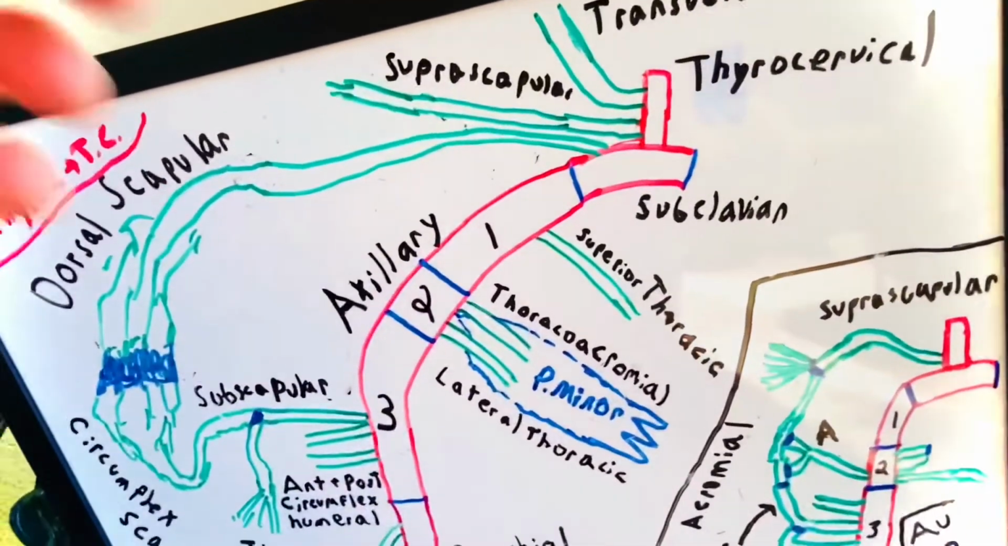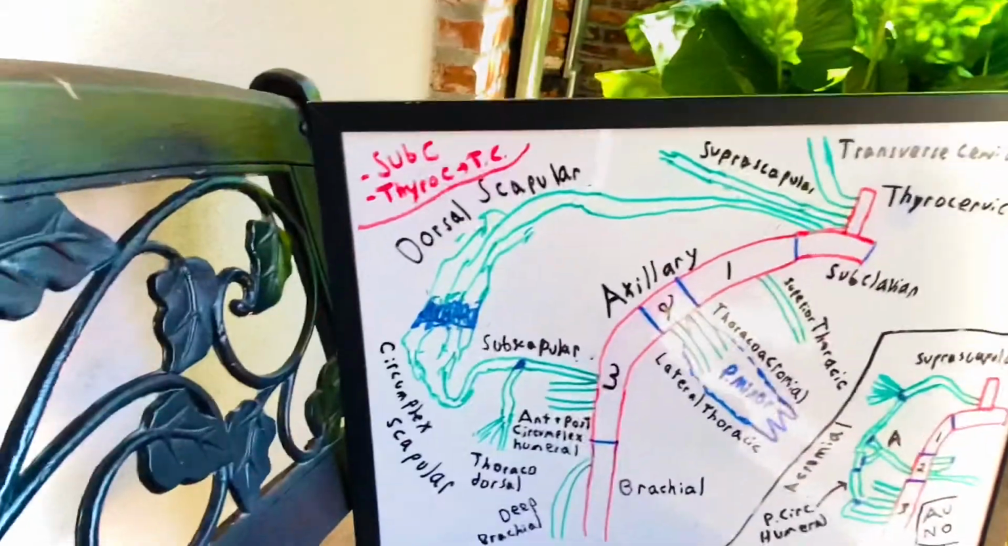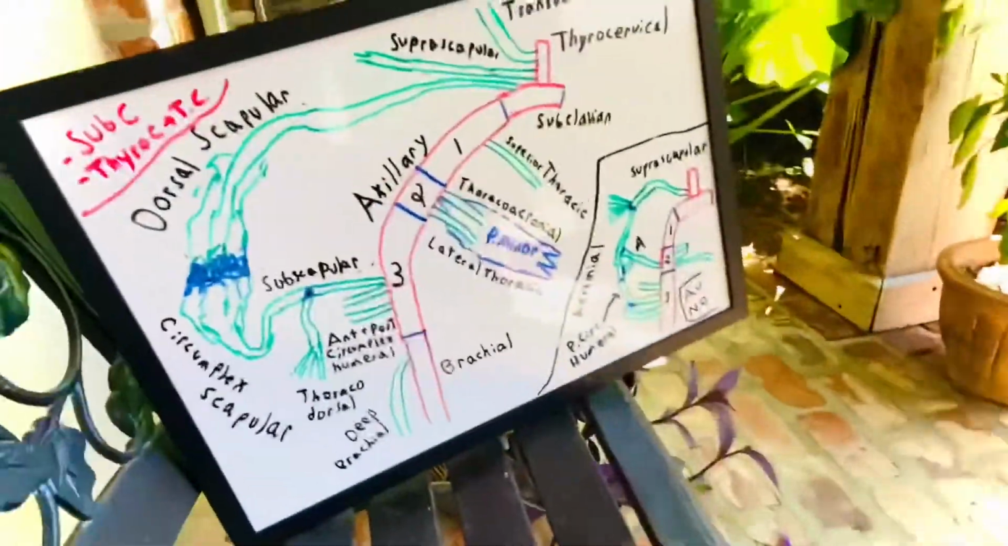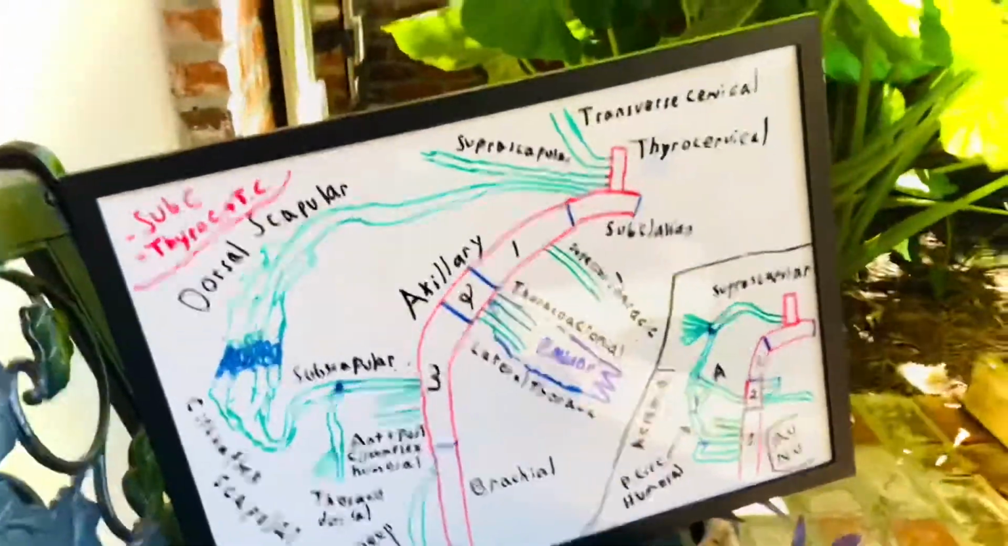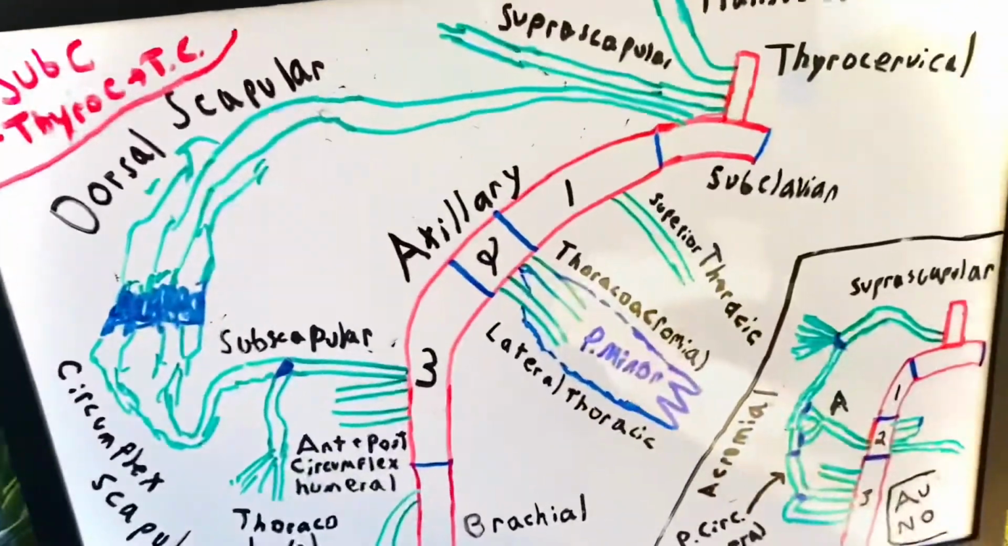Okay, so if this is tied off, yo, I just got a bad mosquito bite on my leg. Ow. That's what happens when you live in Louisiana. You get a lot of mosquitoes.